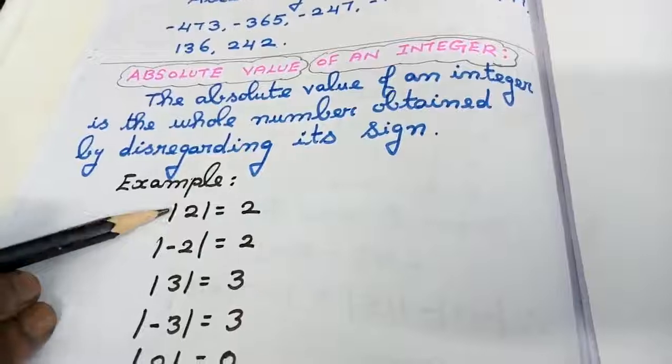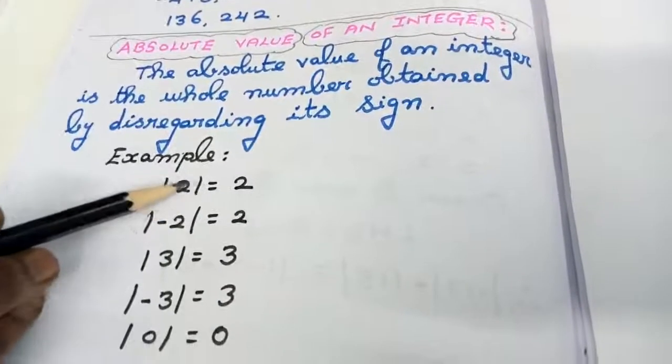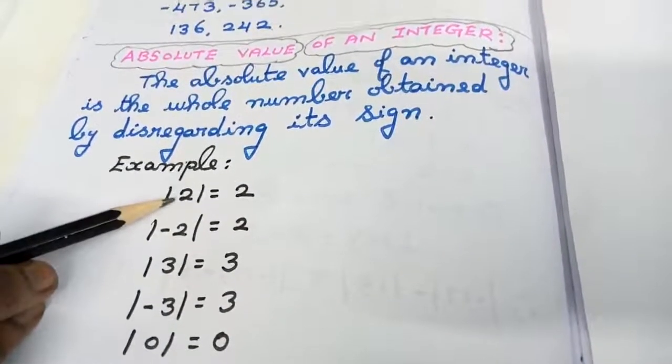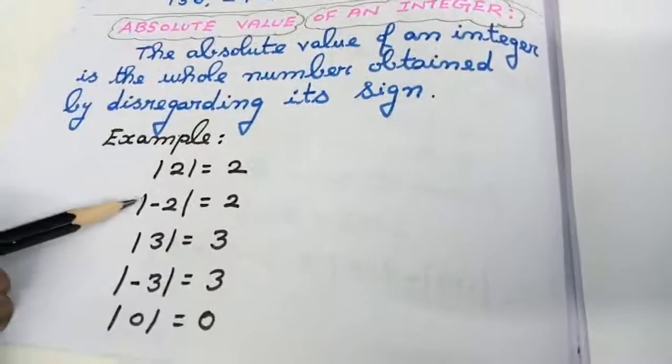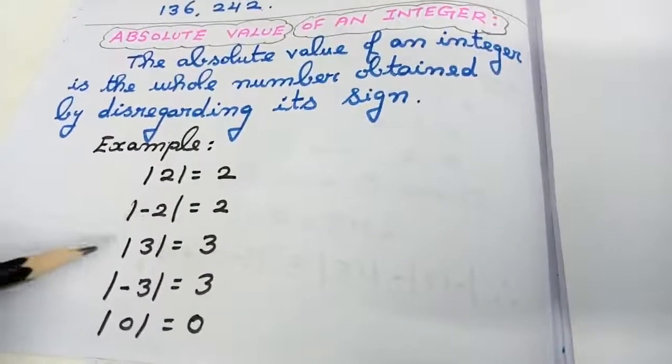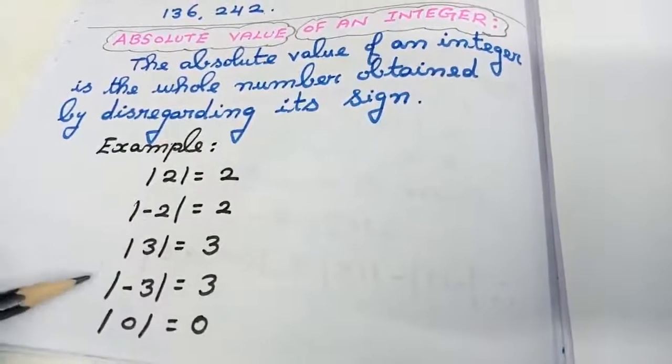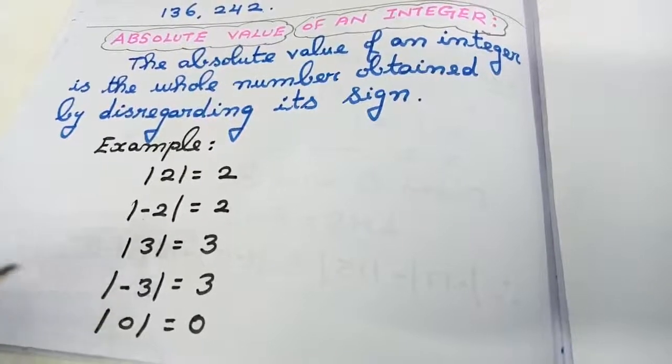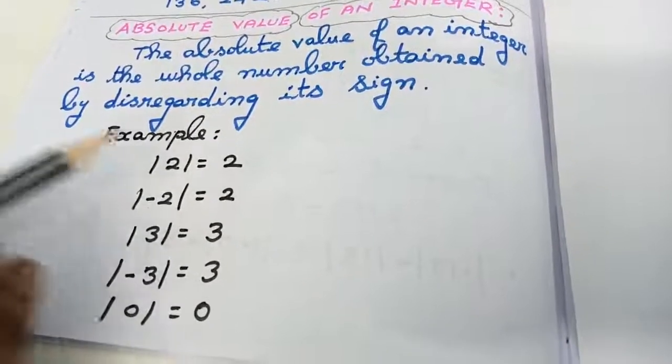The meaning for these two lines is known as absolute value. What is the number inside? Here: absolute value of minus 2, absolute value of 3, absolute value of minus 3, and absolute value of 0.